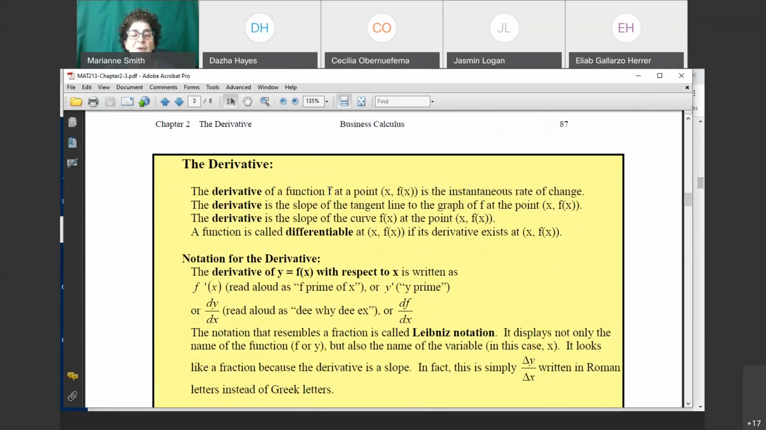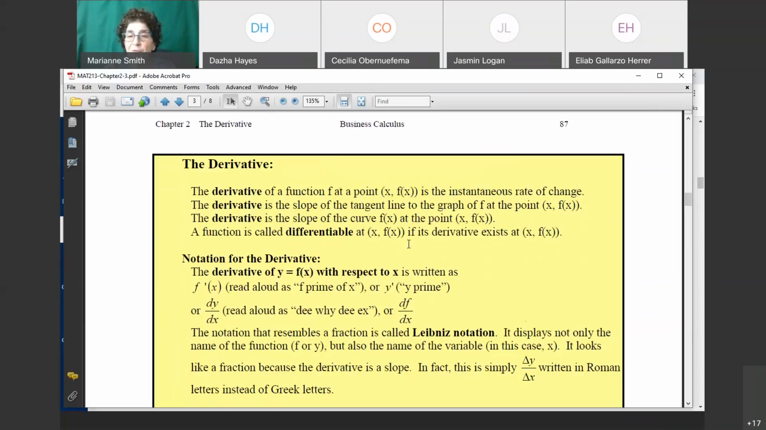Here they're defining it. The derivative of a function f of x at a point, I use a as if to pick a particular value of x, is an instantaneous rate of change at that ordered pair. The derivative is the slope of a tangent line at that point, and it's the slope of a curve at that point. So that's another way of saying it: slope of a tangent line, derivative, slope of a curve. You can even put marginal in here if you want to.